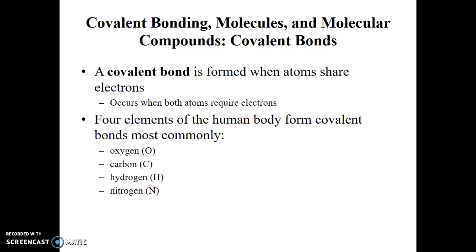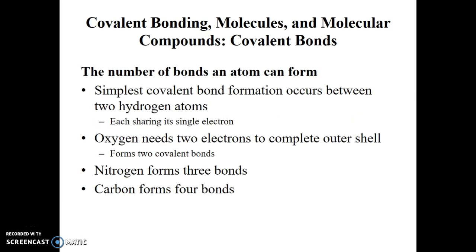Carbon likes to form 4 covalent bonds because it needs 4 more electrons. So we have carbon dioxide or methane gas. Hydrogen forms covalent bonds with other hydrogen atoms, oftentimes forming hydrogen gas. So we can have single covalent bonds, double covalent bonds, triple covalent bonds, and even quadruple covalent bonds. The more covalent bonds, the stronger the bond is.